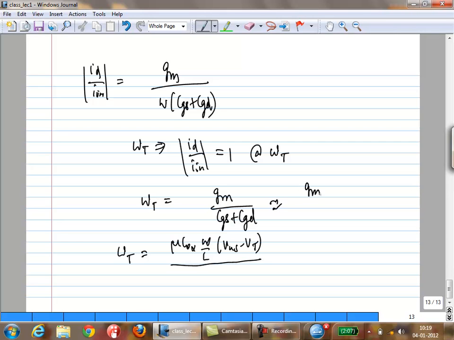Let's say first we approximate it to Gm over CGS, because quite often CGS is maybe 10, 20 times CGD. What is CGS in the saturation region? It's 2/3 WL Cox. You remember that? Everybody remembers that? So the expression for omega t is 3/2 mu n (VGS minus VT) over L squared. Correct?